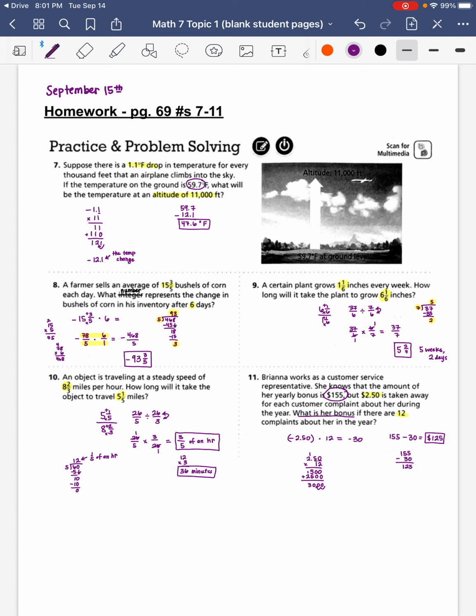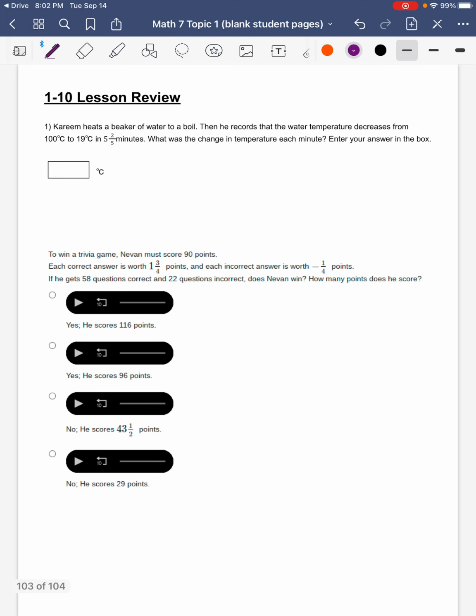Okay, that is the end of your homework, but I want you to look at your 1-10 lesson quiz, that white paper, because I'm about to go over something that's like a hint, hint, wink, wink kind of dealio here, okay? So like I said, hint, hint, wink, wink, follow along with your white paper. Okay, here's our 1-10 lesson review.